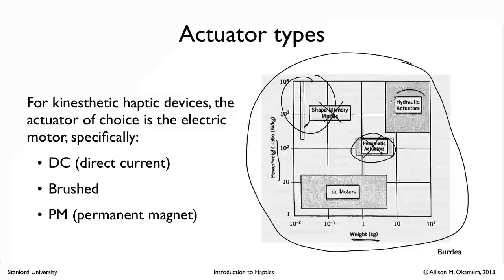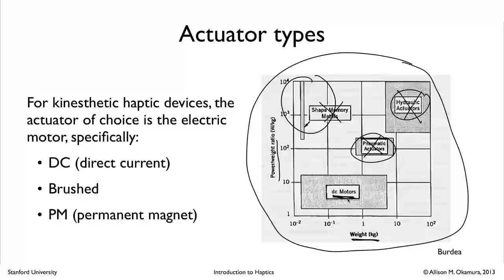Finally, there's hydraulic actuators, which are similar to pneumatic, only they're using water instead of air. And they just tend to be much larger and heavier and potentially messier as well. So these get eliminated. So what are we left with? We're left with direct current motors, which are not at all at the ideal spot on this plot, but at this point, it's the best that we can do with relatively inexpensive actuation technology.